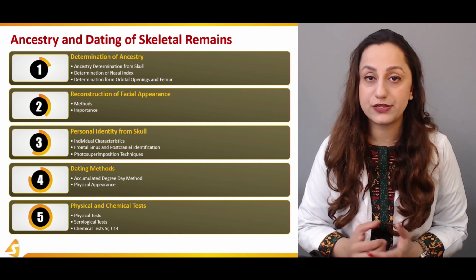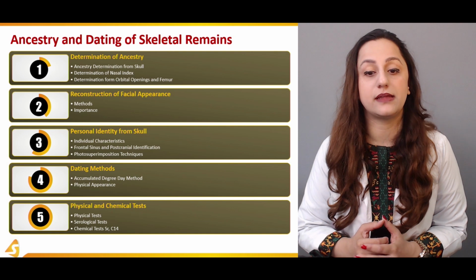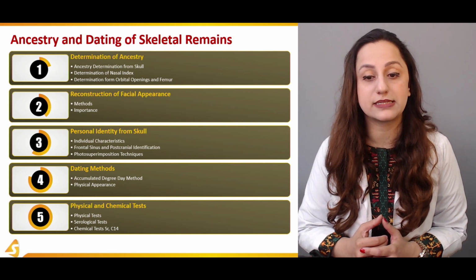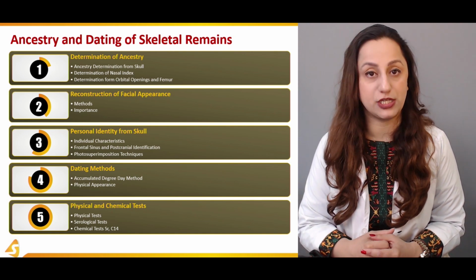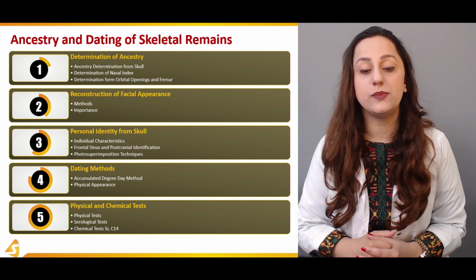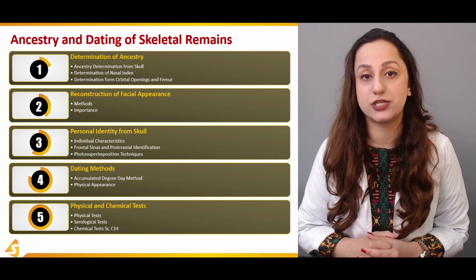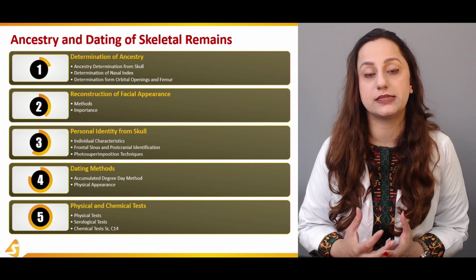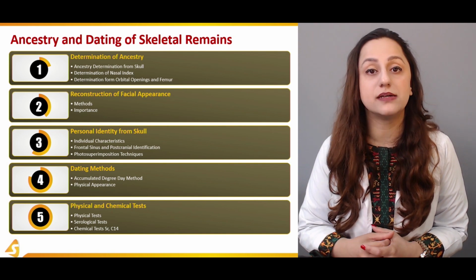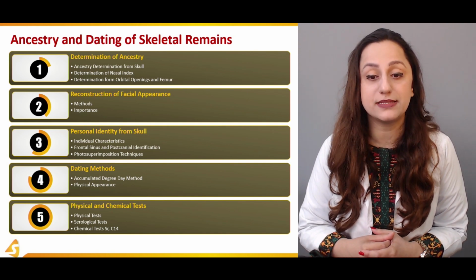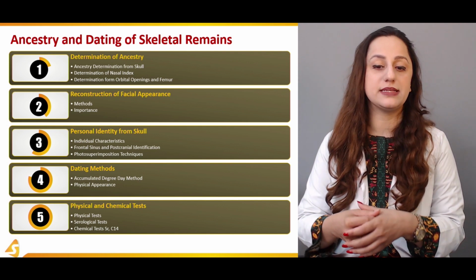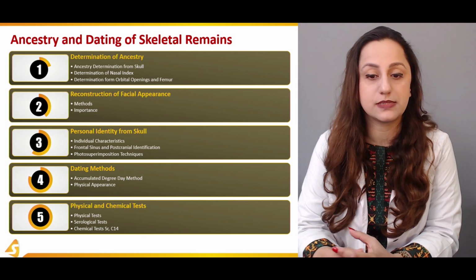Its individual characteristics are discussed in detail, and we'll be moving on to the frontal sinuses and the postcranial identifications as well. We'll be discussing the photo superimposition techniques, that is the modern technologies that are hired by the forensic experts these days. And the fourth section basically concerns the dating methods.